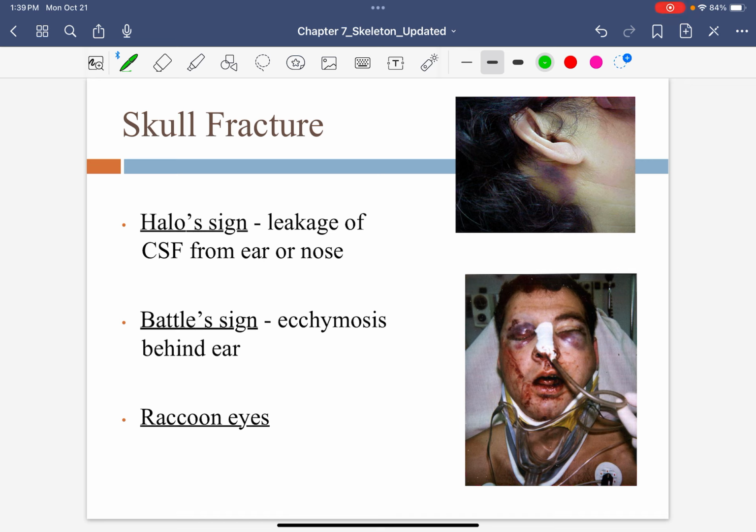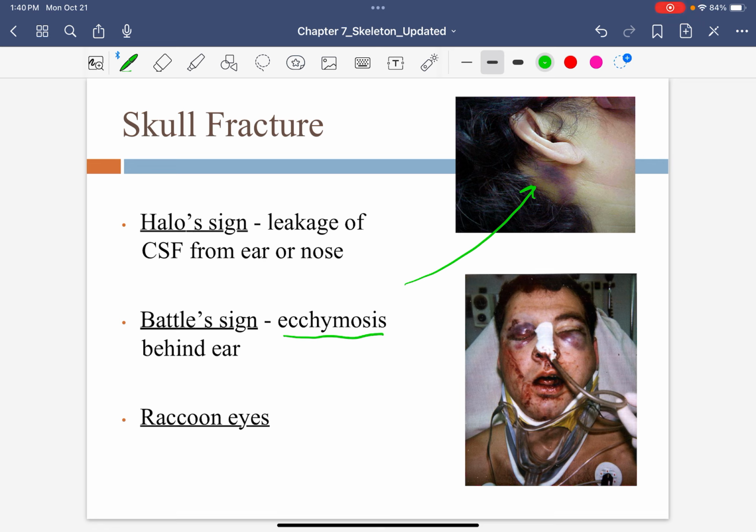If you're wondering, as an aside, there are certain things you can look for that would indicate a skull fracture. If you have any leakage of fluid from the ear or nose, and it's kind of honey colored, it's called halo sign because of that honey color. It can give that halo effect because of the color. But when you see that color fluid, you have to worry because that would be indicative of cerebrospinal fluid. Battle sign is when there's ecchymosis, that is discoloration behind the ear. Again, this is not going to be on your test.